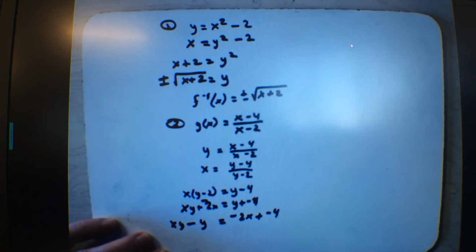Is everybody with me? All right, any ideas what to do now? You subtract x. Remember, we're trying to solve for y, right? So I'm gonna factor out a y. Do you see that? Right? And then I'm gonna divide by x minus 1.